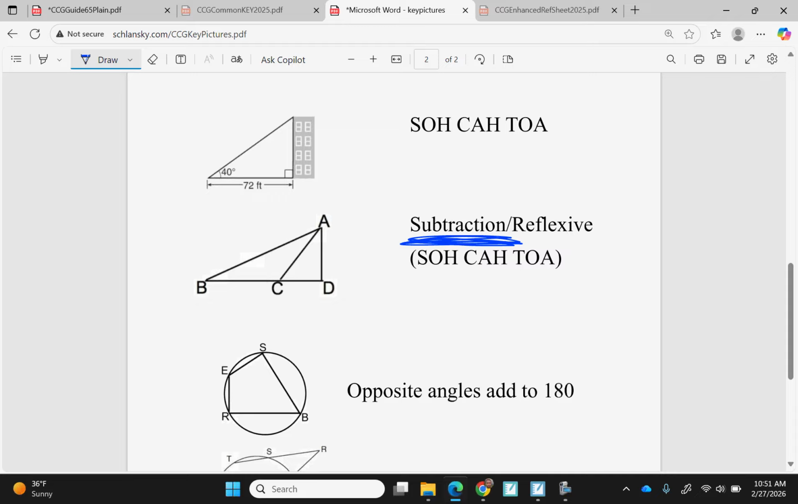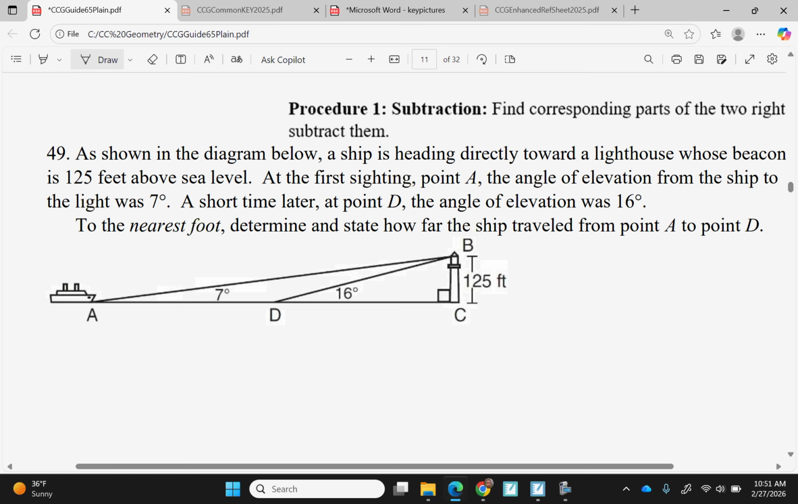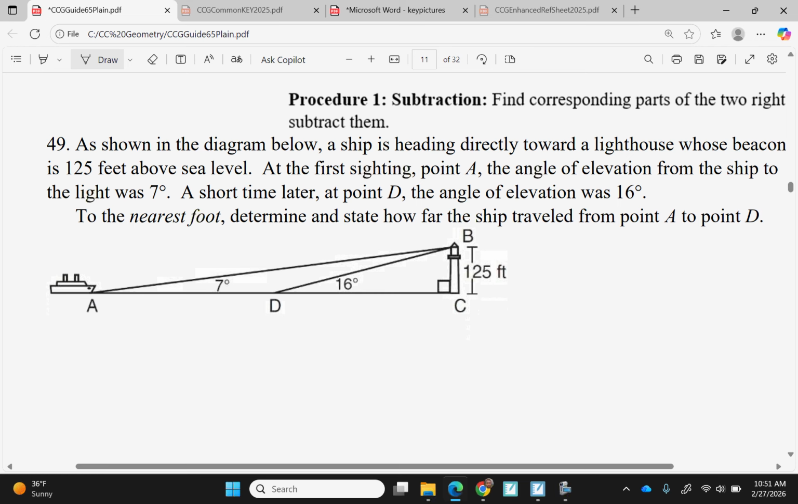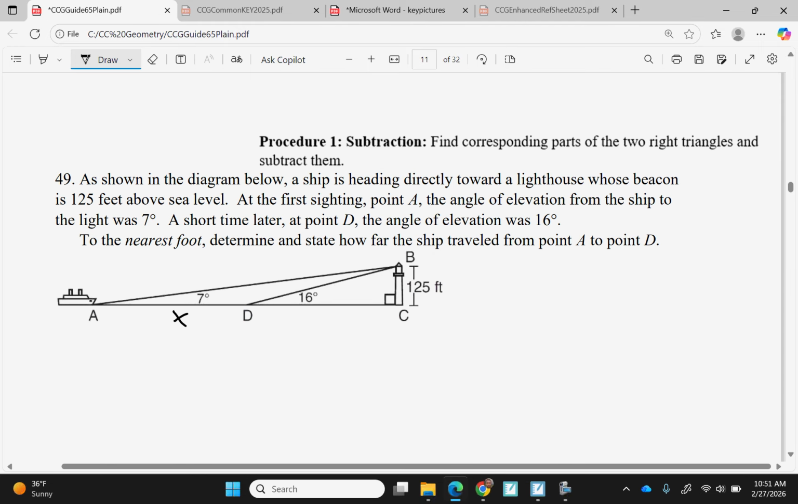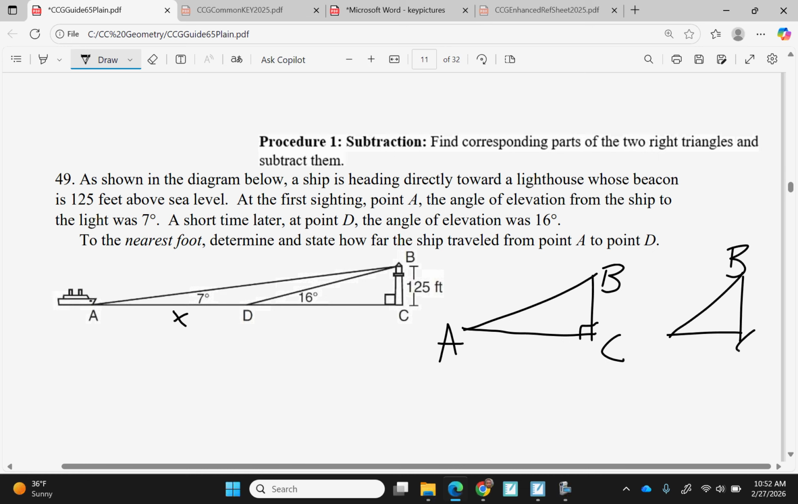If I'm going to find A to D, well, A to D is not a side of the right triangle. I'm going to draw the two right triangles separately. So let me just zoom out, get some space here. I'm going to draw the big right triangle, B, C, A. I'm going to draw the small right triangle, B, C, D.